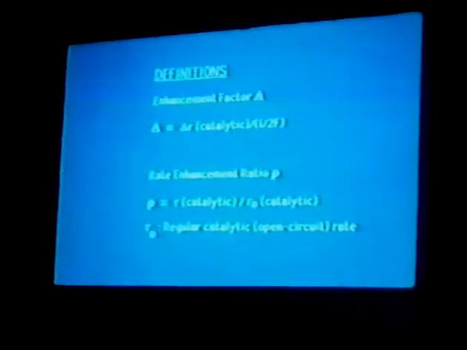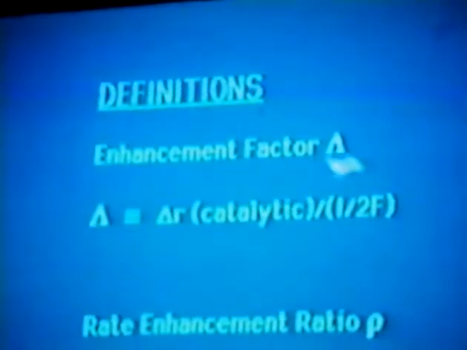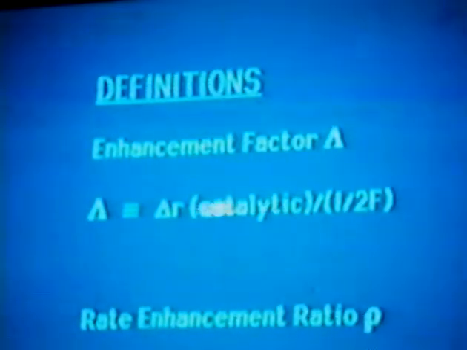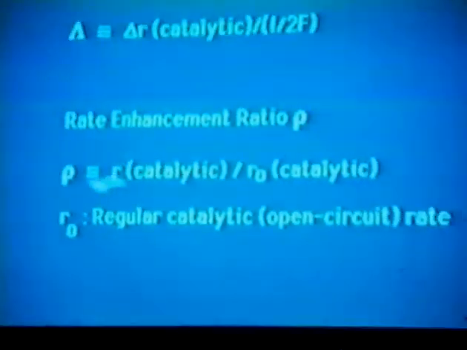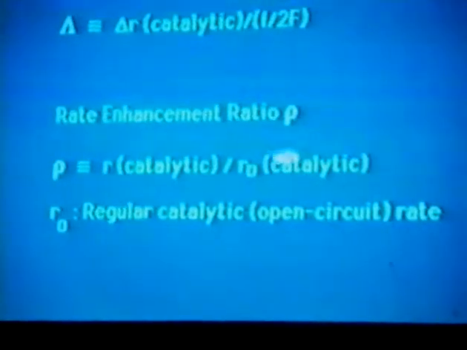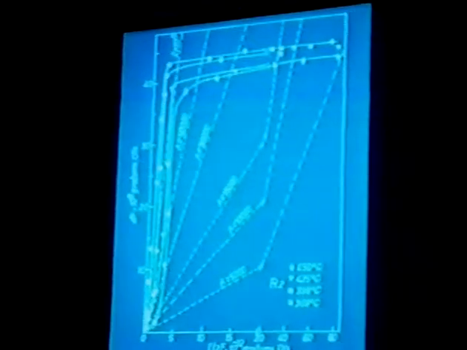So to discuss this a little further, let us define the enhancement factor lambda as the ratio of the observed increase in catalytic reaction rate divided by I over 2F, which is the rate of oxygen ion supplied to the catalyst. And also let us define the rate enhancement ratio ρ, which is the ratio of the NEMCA rate divided by the regular catalytic rate, the open circuit rate.